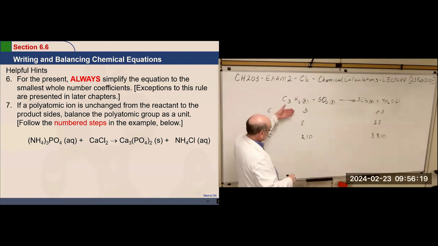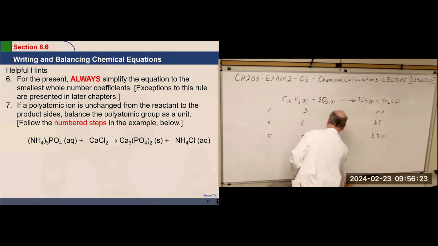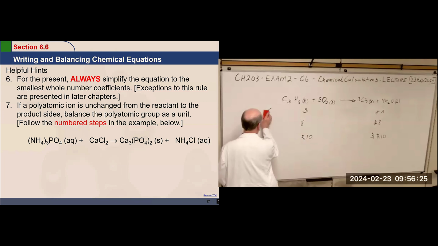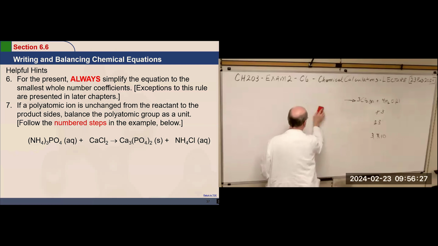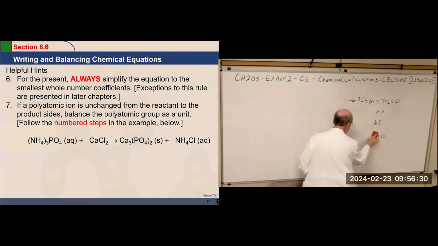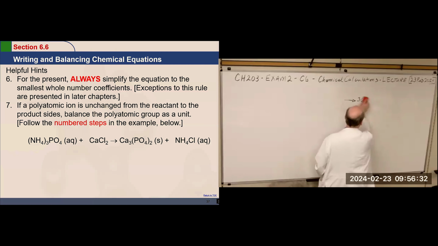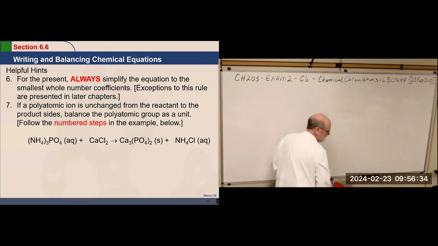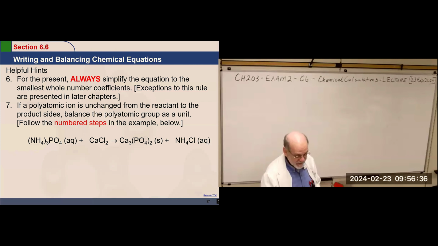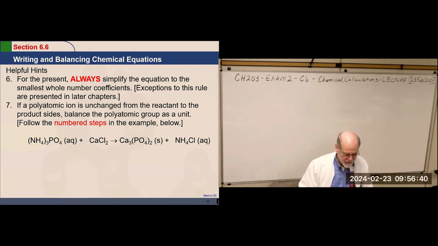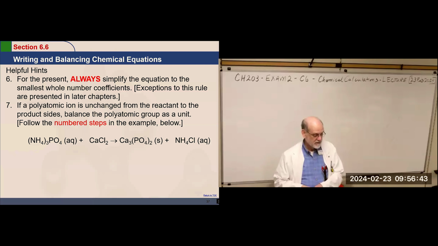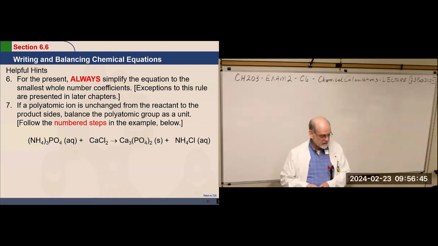And now you can see instantly that you're balanced. There'll be other hints coming along. The next one is, I've set it up here with animations. Ammonium phosphate plus calcium chloride yields calcium phosphate plus ammonium chloride.